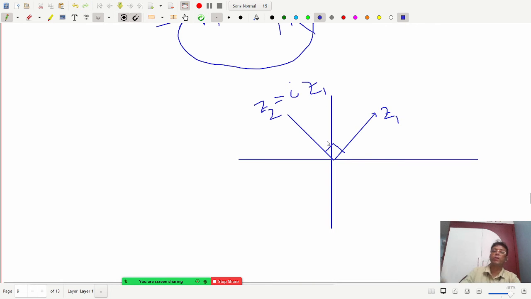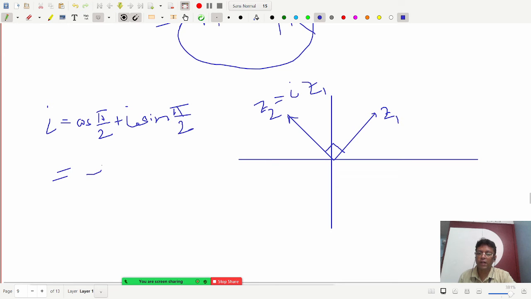What is the relationship between Z2 and Z1? Z2 equal to iZ1. Why? Because i has the modulus amplitude form. I can be represented as cos pi by 2 plus i sin pi by 2. So I am using Coni's theorem, that is the rotation theorem. So it can be written as e to the power i pi by 2. That is nothing but your i actually. Cos pi by 2 is 0, sin pi by 2 is 1.